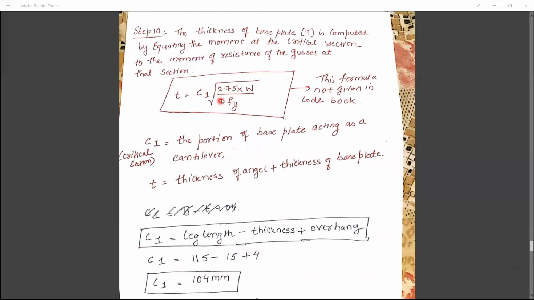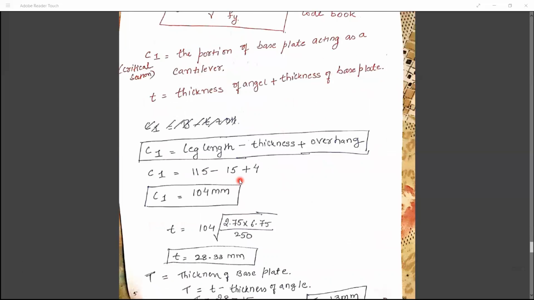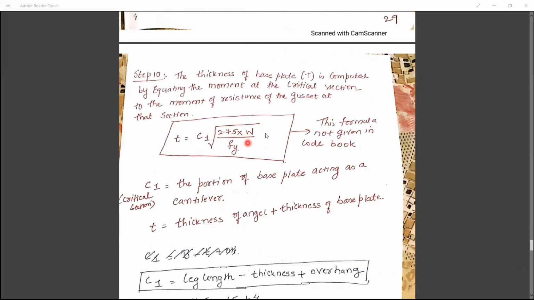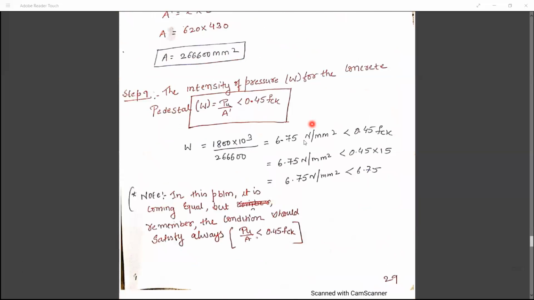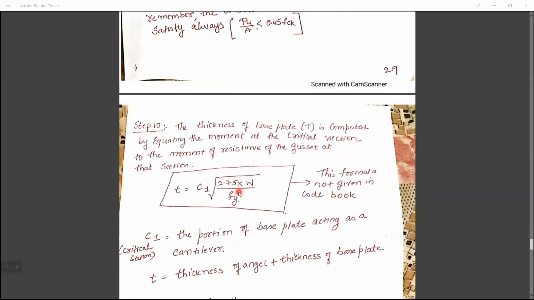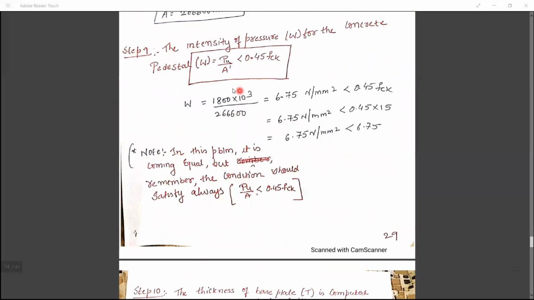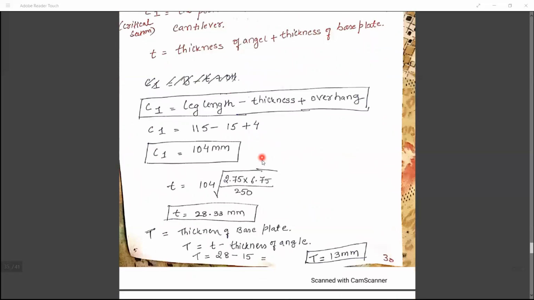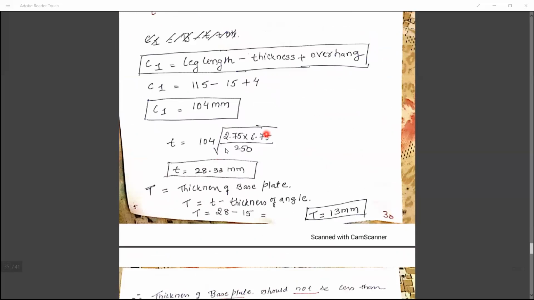This t is nothing but this part. 2.75 into W, where W is 6.75. This is the W we have got here, from the revised condition of 0.45 FCK. We have taken that W. See this part I am talking about. By this condition, you can find the W here. So t is equal to 28.33 mm.